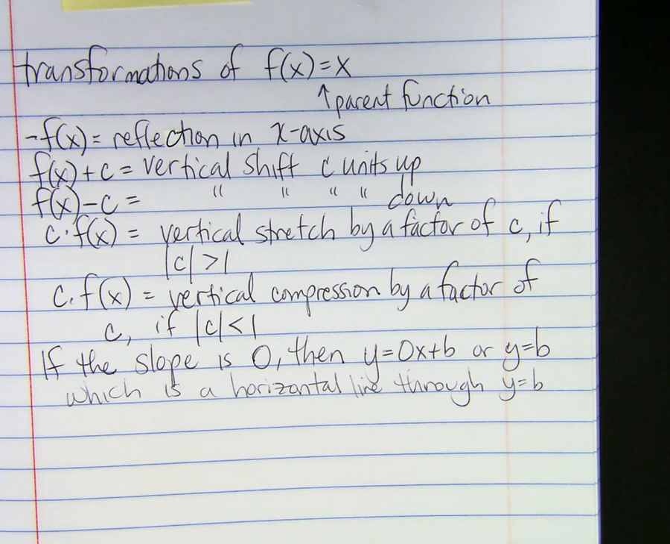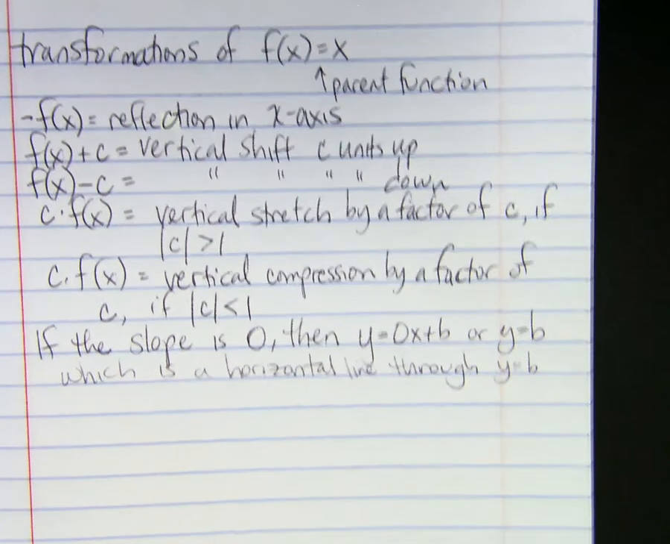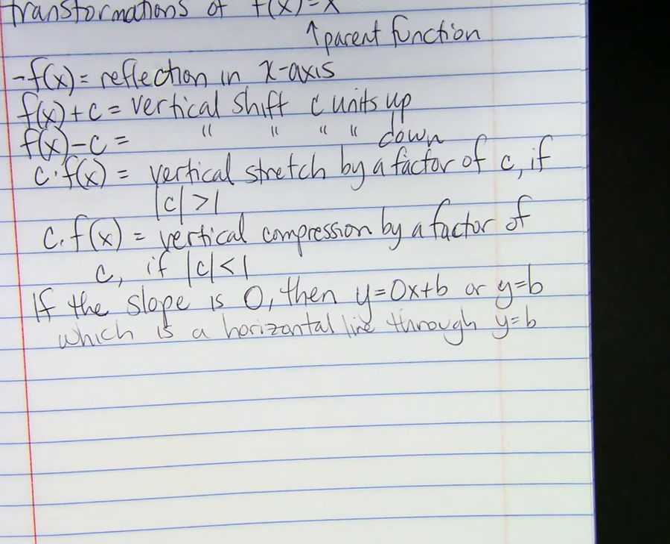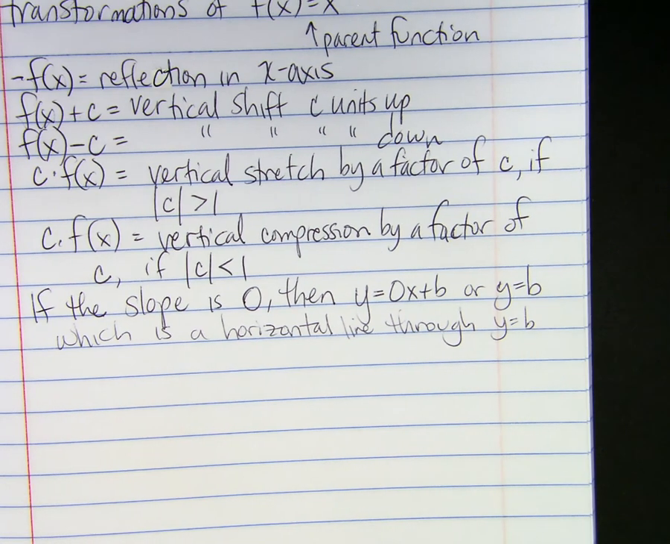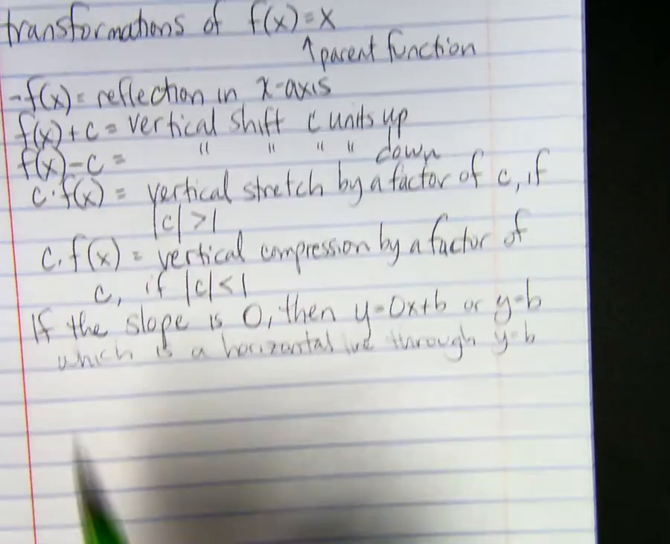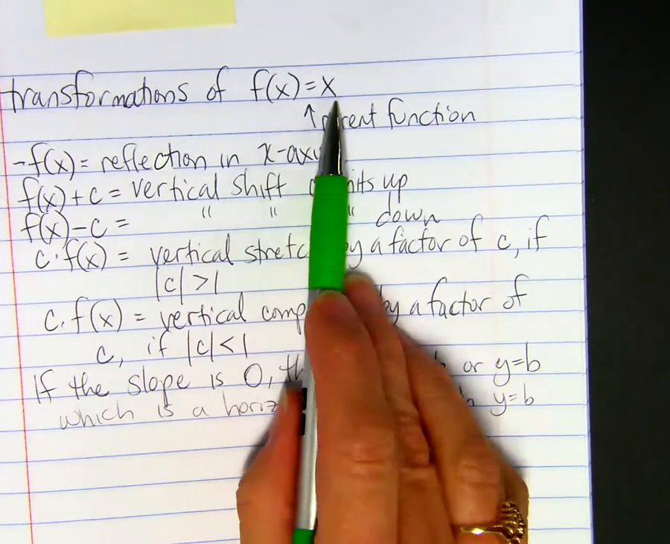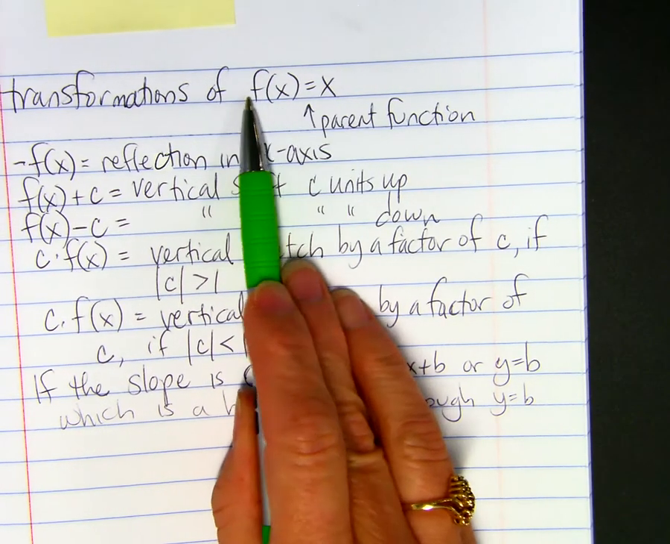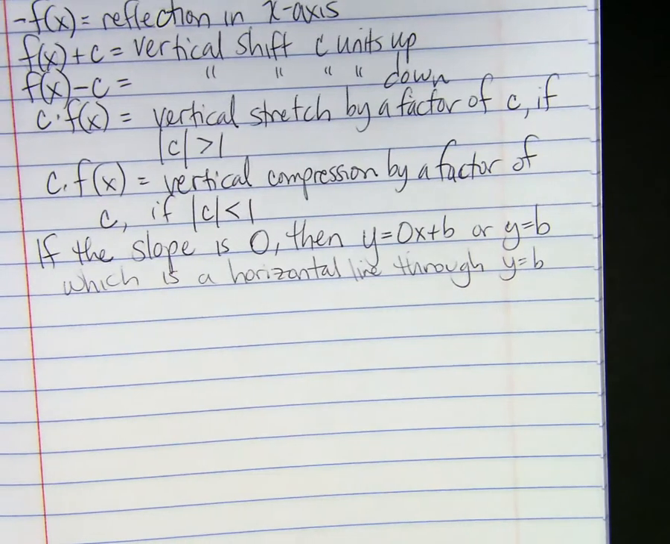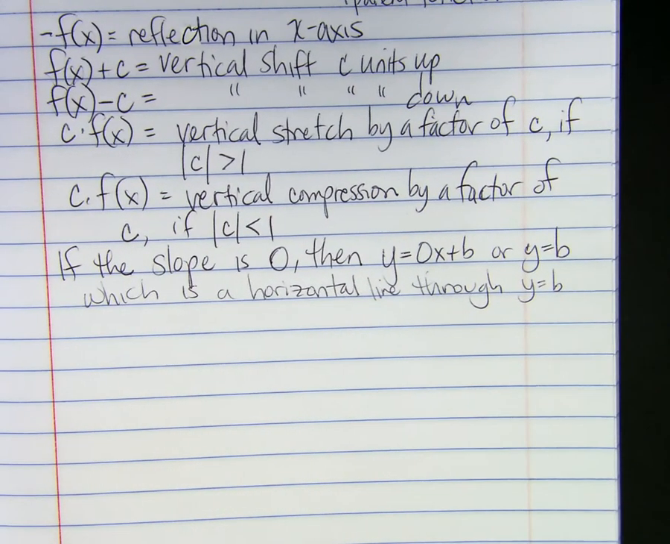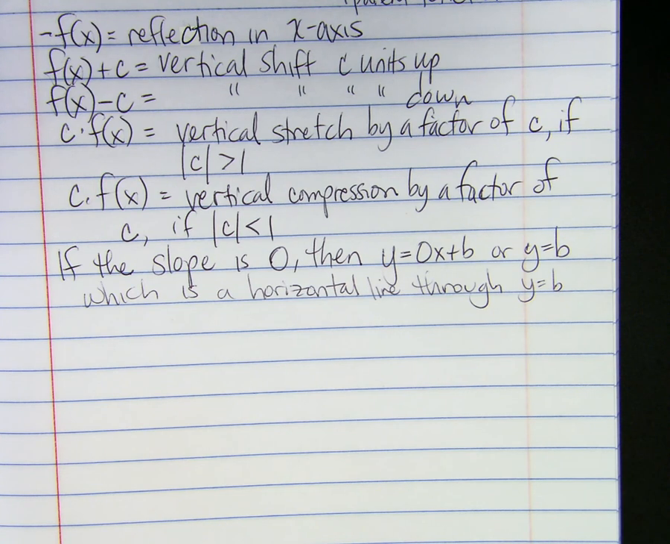Tally? So on the C times f of x, what if the absolute value of C is 1? Then it is just the function. It doesn't move. So like if we had f of x equals x, if you have a 1 times f of x, you just get the function itself. So it would stay the same. So it wouldn't move at all. Still not making sense, Tally?